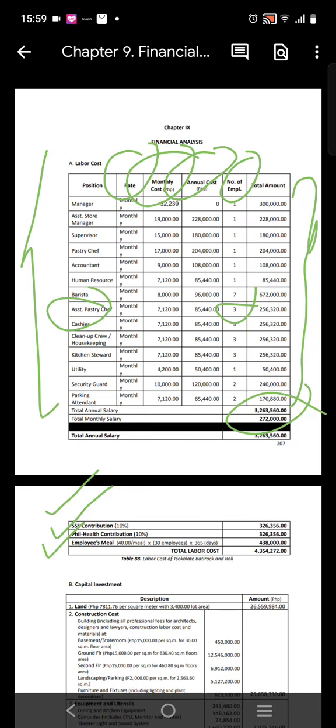And then if you are going to have the employees' meal, how much will be your employees' meal? And then multiply it by the number of your employees and then multiply by 365 days because that is the total number of days in a year. Okay, so that's it for the labor cost.